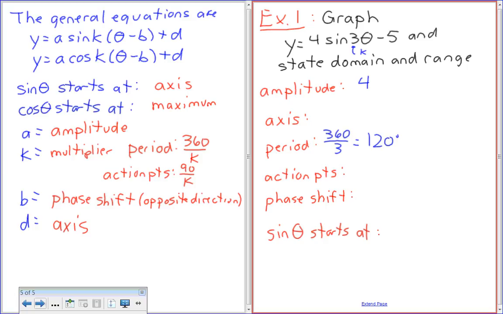Ready? So because it's sine 3 there, what is the axis? Close, but no. It's -5. The axis is going to be -5 because that's the number after. That's like a translation of 5 units down.